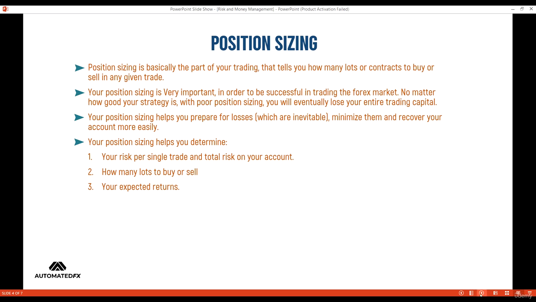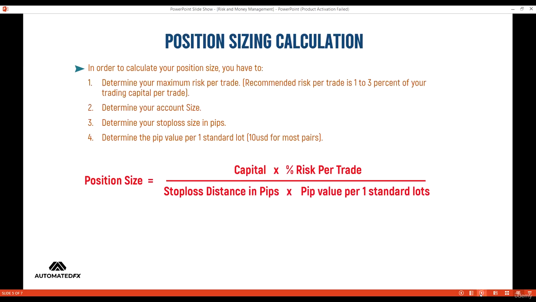So going to the next slide, we have what we call position size calculation, right? So how do we calculate our position size based on the amount or the percentage of our account which we are willing to risk? Okay, so in order to calculate your position size, you have to, one, determine your maximum risk per trade. So how much are you risking per trade? How much do you intend to risk per trade?